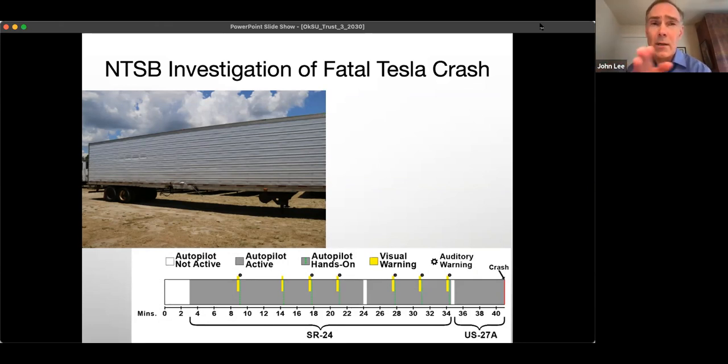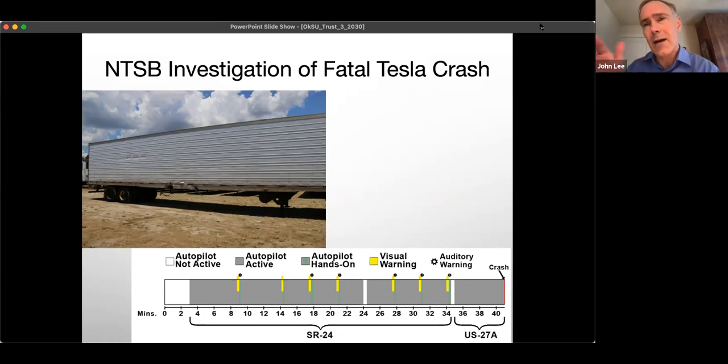This shows the timeline starting at 0 at the beginning of the trip and then ending about 41 minutes later with the crash. And the gray indicates the periods where the autopilot was active. So you see the vast majority of time the driver had the autopilot engaged. The little green slivers there are places where the driver had the hands on the wheel. So just a fraction of the time, hands on the wheel. And then the yellow indications were warnings to the driver, and then the auditory warning associated with many of those visual yellow warnings. So lots of warnings, very little hands on the wheel.